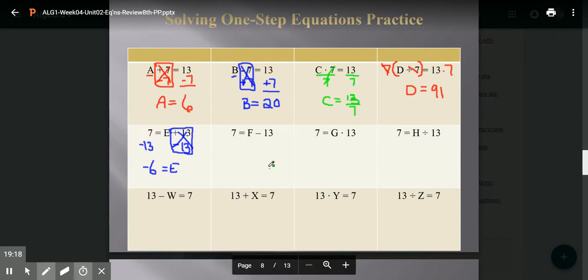All right. And so at this point, I encourage you again to pause the video and solve the rest of these if you haven't already done so.